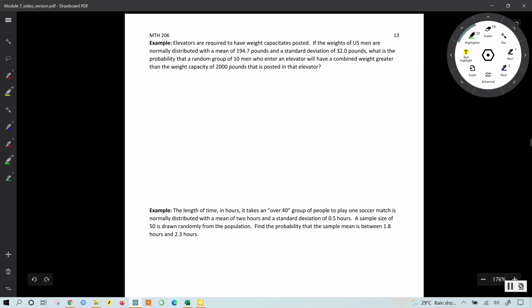In the next example, we're told that elevators are required to have weight capacities posted. If the weights of US men are normally distributed with a mean of 194.7 pounds and a standard deviation of 32 pounds, what is the probability that a random group of 10 men who enter an elevator will have a combined weight greater than the weight capacity of 2,000 pounds that is posted in that elevator?